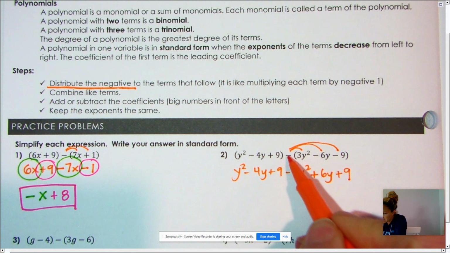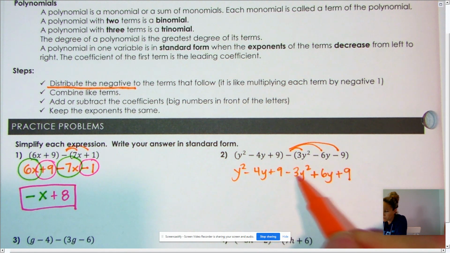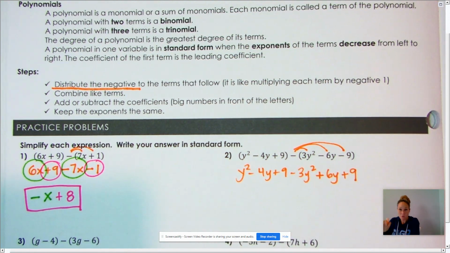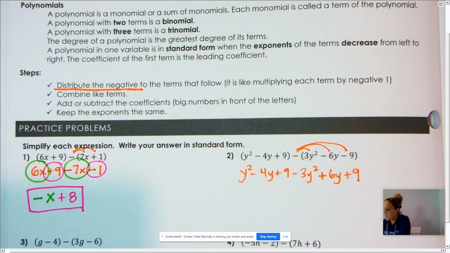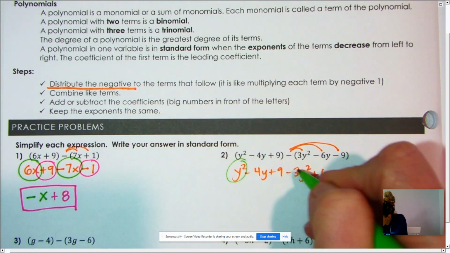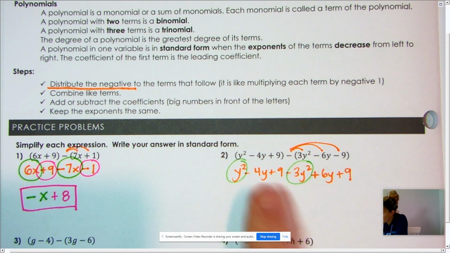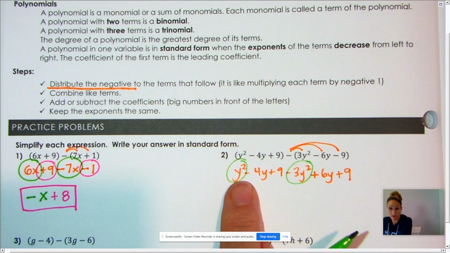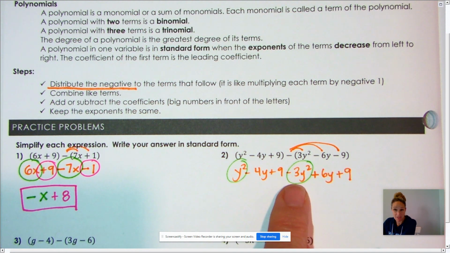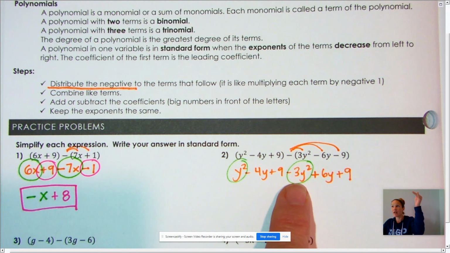Okay, and then note here, the negative times a positive was a -3y squared. So now we're ready to combine our like terms. I'm going to start with the highest exponent on both of those. So I have 1y squared, and I have negative 3y squareds. Well, there's 2 extra negatives. Or you can think if I have 1 and I take away 3, I'm short by 2.